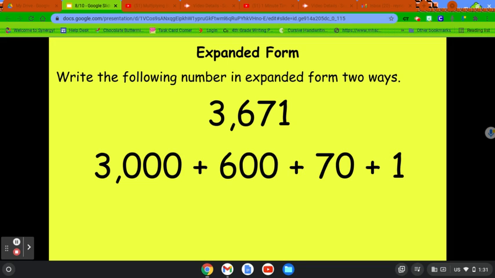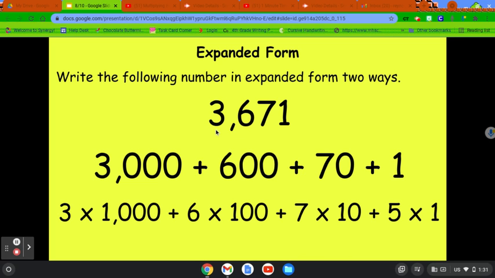Let's write that in the fourth grade expanded form. The 3 is in the thousands place, so that's 3 groups of 1,000. The 6 is in the hundreds place, so that's 6 groups of 100. The 7 is in the tens place, so that's 7 groups of 10.